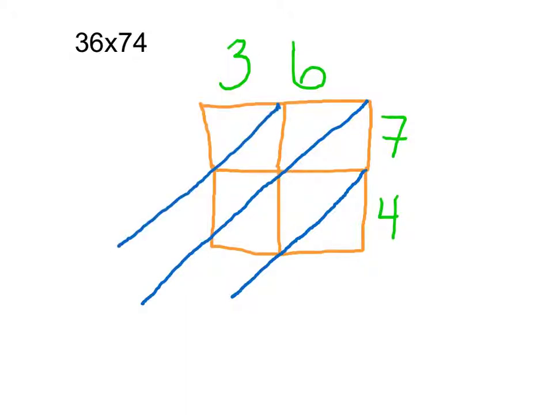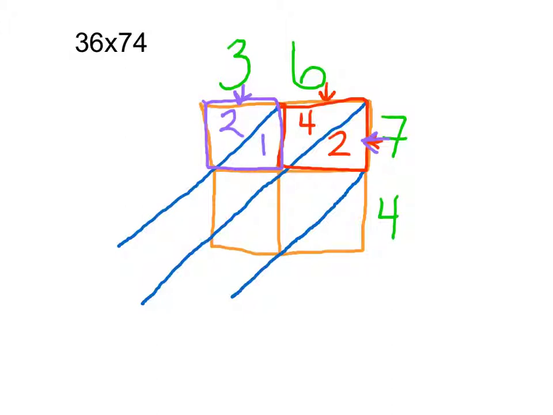Now you're going to begin to multiply. So the first box is going to be 6 times 7. And I know that 6 times 7 is going to equal 42. Your next box is going to be 3 times 7. And I know that 3 times 7 is going to equal 21. The next box down here is going to be 6 times 4. That's equal to 24.